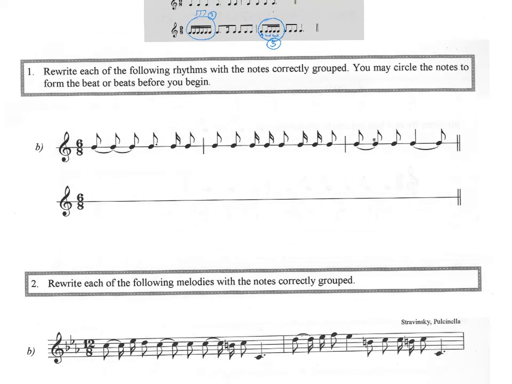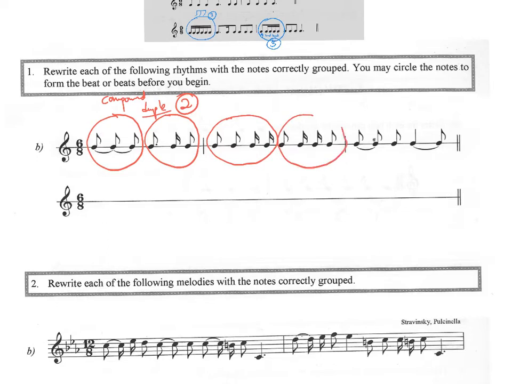Okay, let's have a look here. Question 1 says, rewrite each of the following rhythms with the notes correctly grouped. You may circle the notes to form the beats before you begin. I love circling. I believe in circling. I'll circle my first 3 and my second 3. Remember, this is compound duple time, so I should have 2 beats per bar. So let's find my next 1, 2 and a half, and then 1, half, and 3. And then here I've got 1 beat of 3 and then 1 beat of 3.